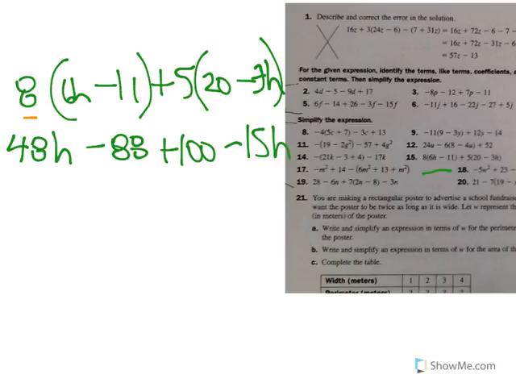So now it's 48 minus 15. I can deal with the like terms again. Like term, like term. So 48h minus 15h is going to end up being 33h. And then negative 88 plus 100 is just going to be plus 12. So that's going to be the simplified expression. And this is how these all work. I'm going to do one more problem here, and that one is going to involve negative numbers and how you change things around. So I'm going to do number 14 here.